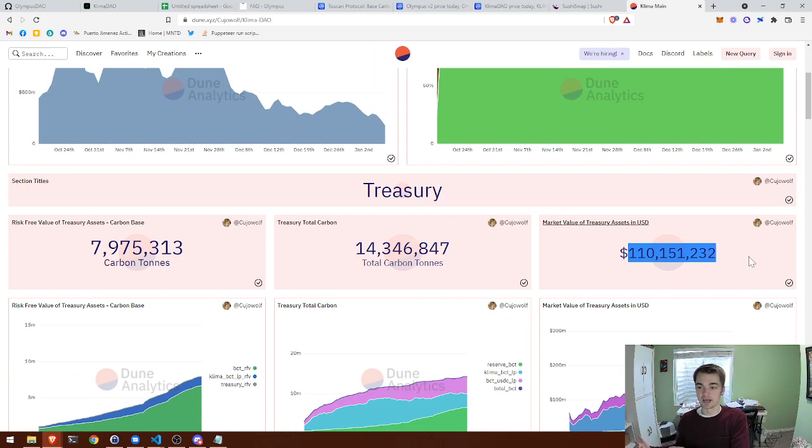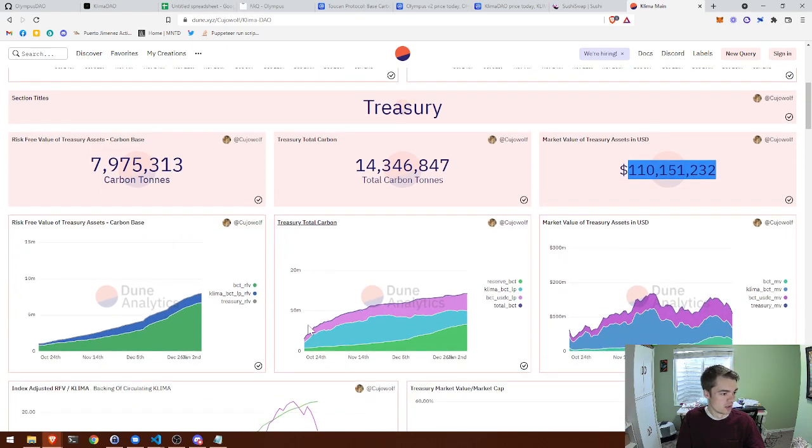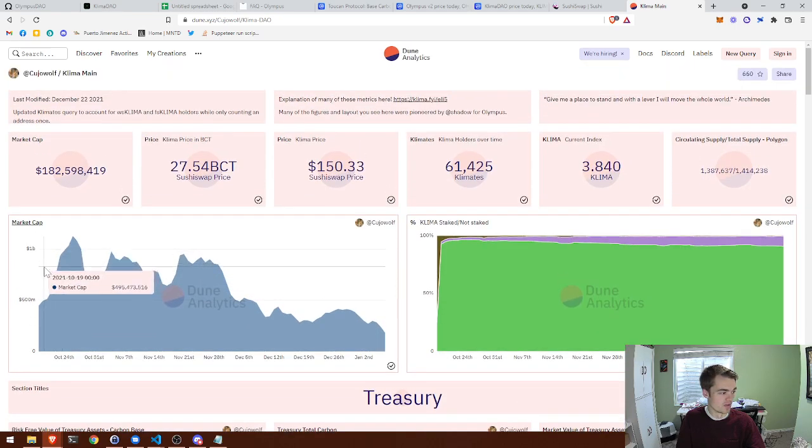Okay, so people have left, but this treasury number doesn't really go down. It fluctuates because BCT price will go up and down, but it basically, I mean, you can see the market value of treasury assets, like, okay, so it goes down, but in general it's been going up. I mean, if you look at this, treasury of 40 million to now 110 million, and a market cap of 500 million, a billion, down to 200 million, it's a no-brainer. It's a better deal now than it was then.